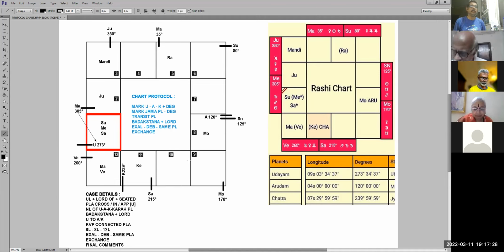Which one is approaching Arudam? Or where is your Arudam? Arudam is here. We are moving in this direction. So snake approaching Arudam. Whatever anti-clockwise direction.